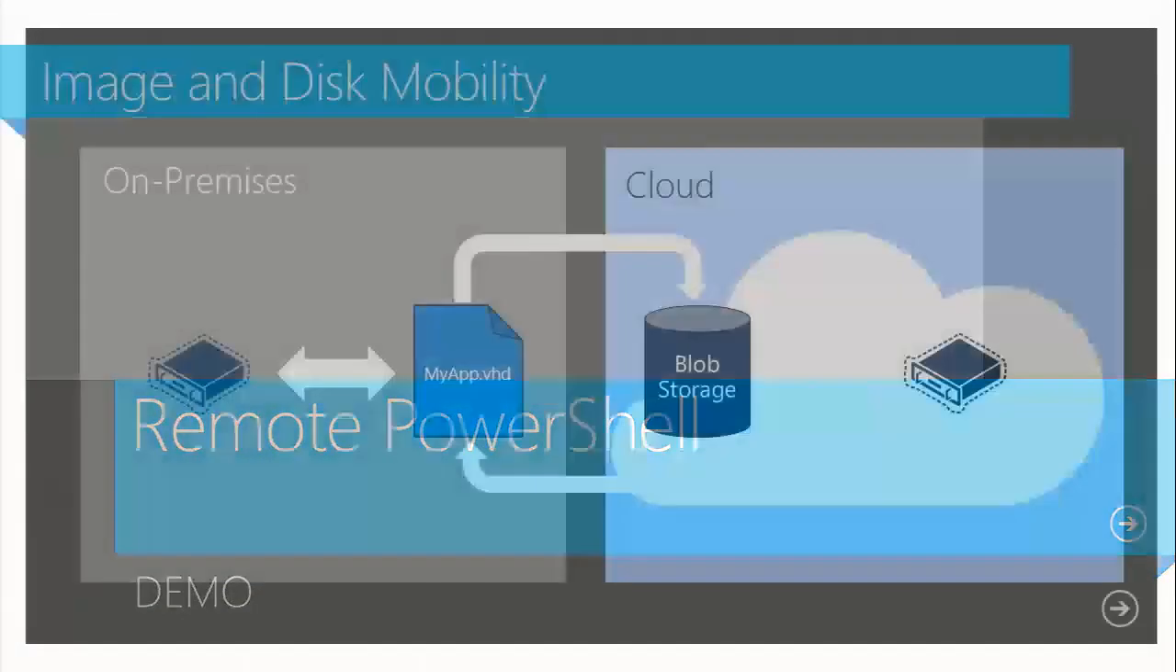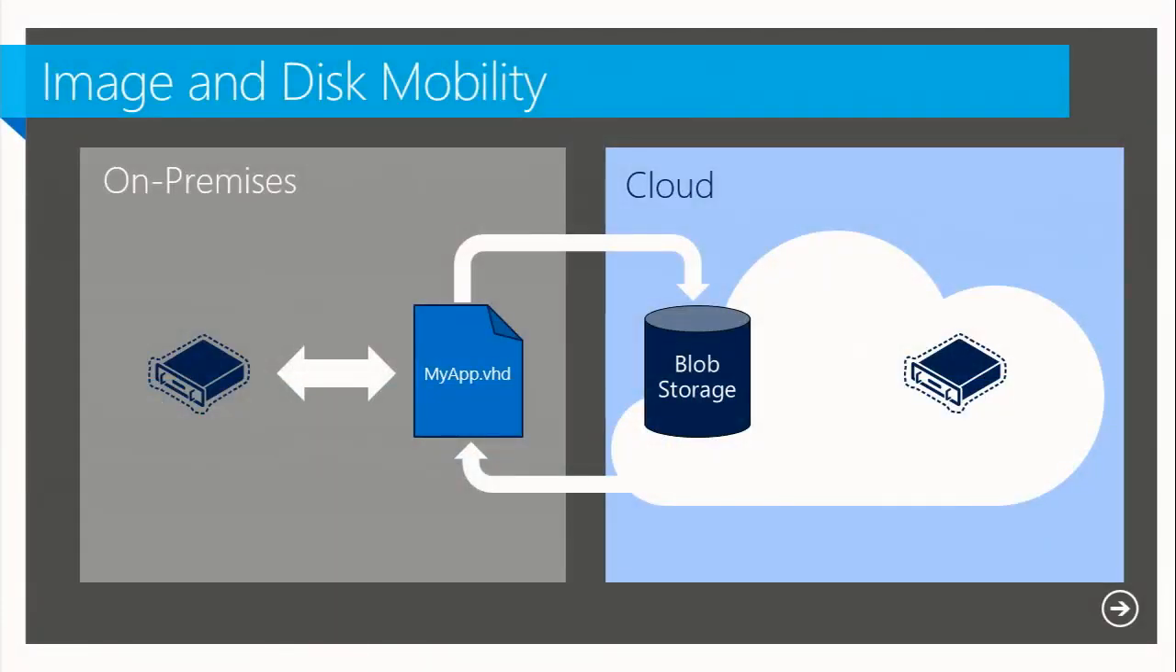Okay, so one thing that we've been really working on is the ability to have image and disk mobility. So what that really means is taking a virtual hard disk that you have on-prem that you're running in Hyper-V today, maybe it's on your dev machine on your laptop, and maybe it's your SharePoint farm that you're running on your laptop. If you're a SharePoint developer, you're probably one of those guys that carries the external hard drive around for all the disks you have to use to run SharePoint.